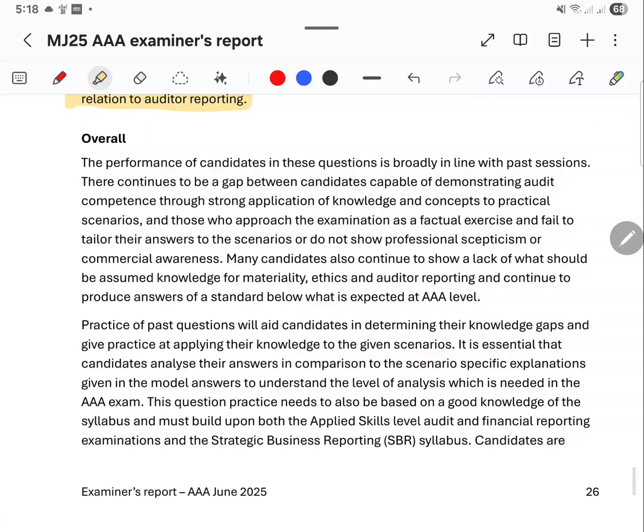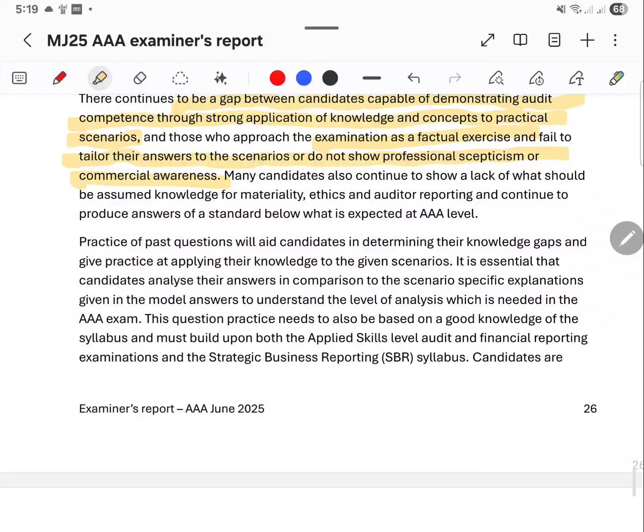Overall, the performance of candidates in this question is broadly in line with past sessions. There continues to be a gap between candidates capable of demonstrating audit competence through strong application of knowledge and concepts to practical scenarios, and those who approach the examination as a factual exercise and fail to tailor their answers to the scenarios or do not show professional skepticism or commercial awareness. Many candidates also continue to show a lack of what should be assumed knowledge for materiality, ethics, and auditor reporting, and continue to produce answers of a standard below what is expected at AAA level.